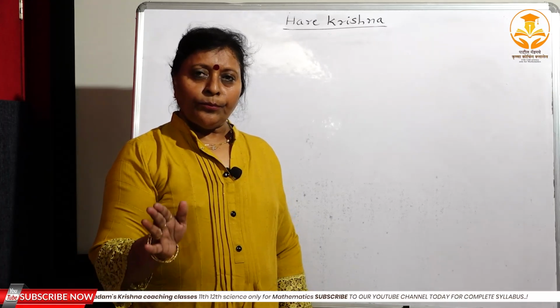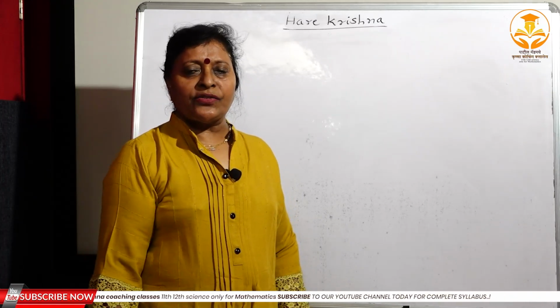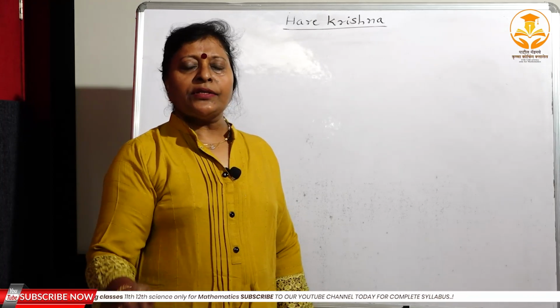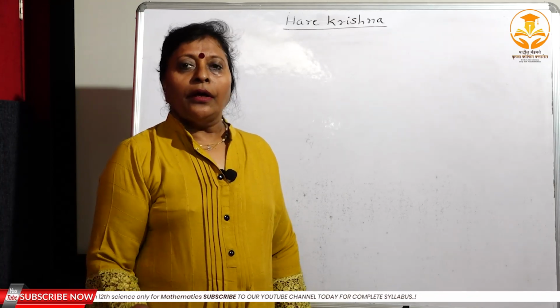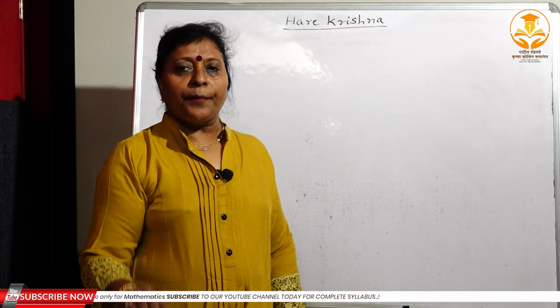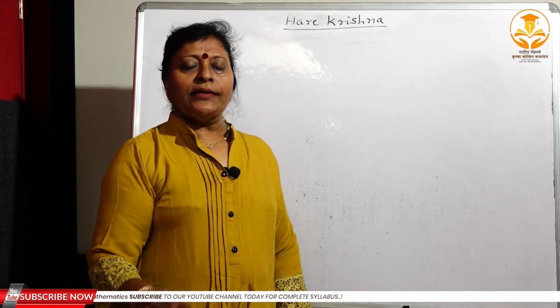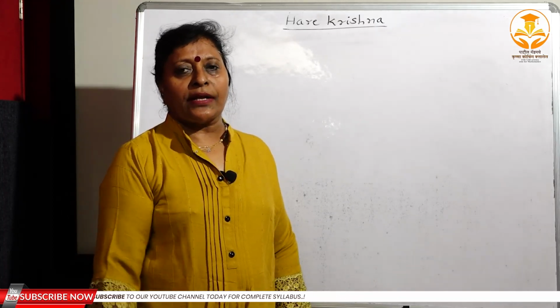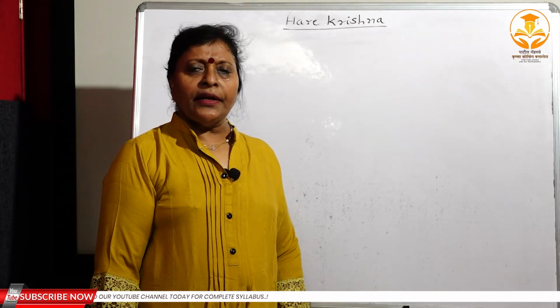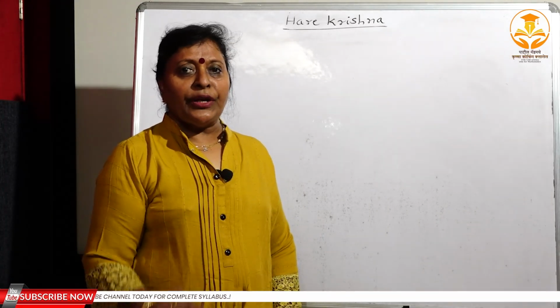First, cos square theta minus sin square theta. Second, 1 minus 2 sin square theta. Third, 2 cos square theta minus 1. The fourth, 1 minus tan square theta divided by 1 plus tan square theta. Isn't it? So we have taken the problem on the 3 formulas.